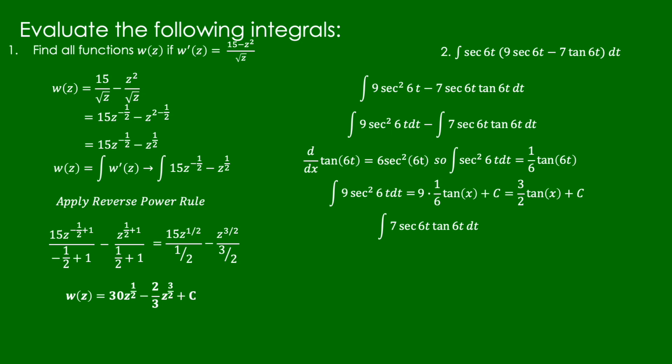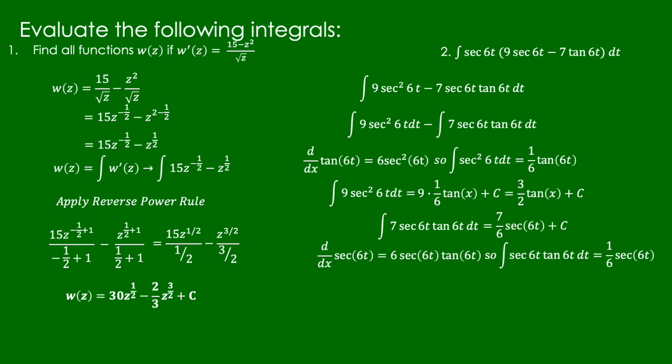Then we can do the same thing for the second integral. The trick here is to remember that secant 6t is the answer this time. So we divide by 6 because of the chain rule. And 7 over 6 is the solution for that one. And if we put together the two solutions, we would have this.